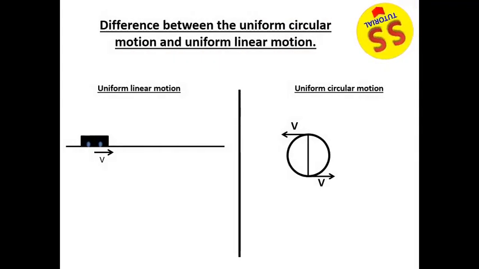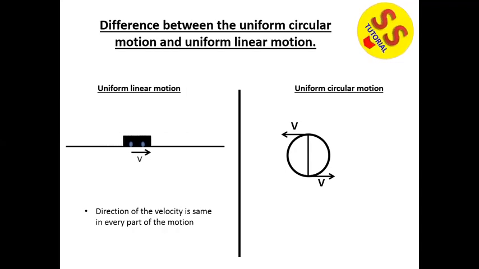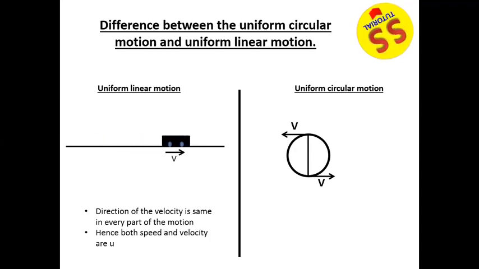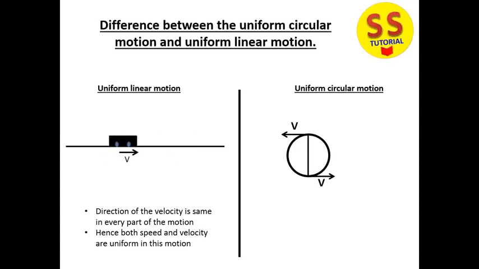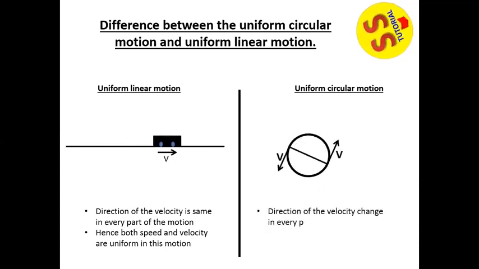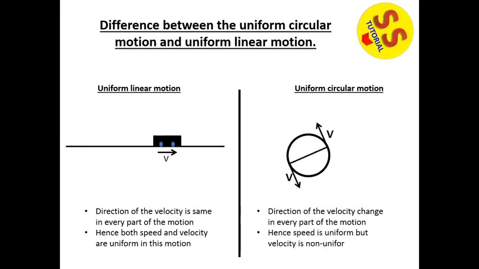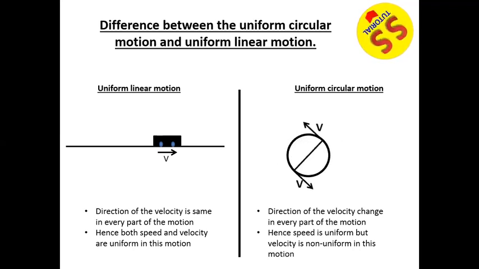Now we compare uniform circular motion and uniform linear motion. What is the difference between them? In uniform linear motion, look here, the direction of the velocity is the same in every part of the motion. Hence, both speed and velocity are uniform in this motion. But in uniform circular motion, the direction of the velocity changes in every part of the motion. Hence, speed is uniform, but velocity is non-uniform in this motion.